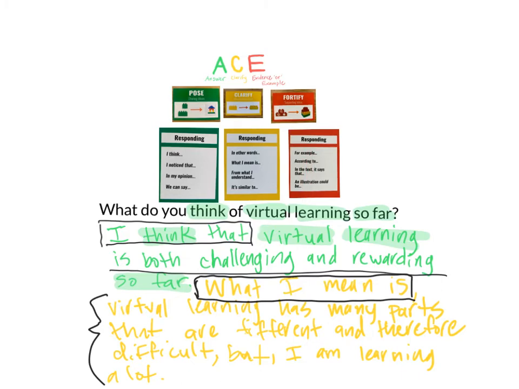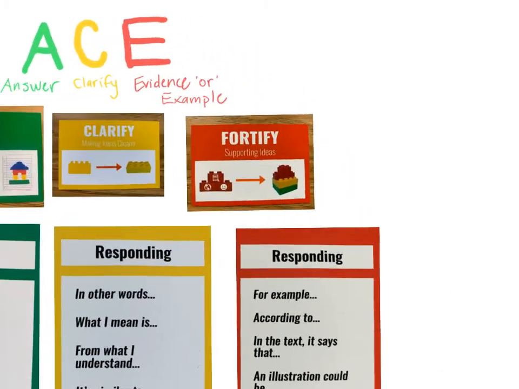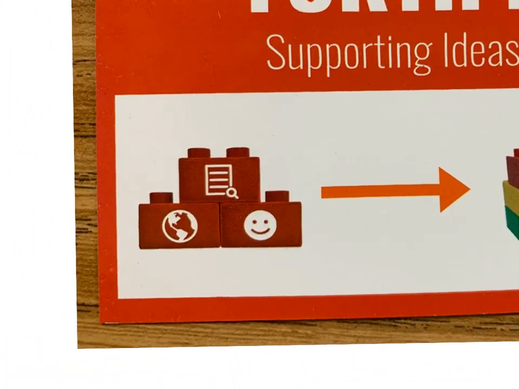And let's take a look back at our Hawk Talk card. And if we zoom all the way in, you can see that there are three different pieces of fortification.